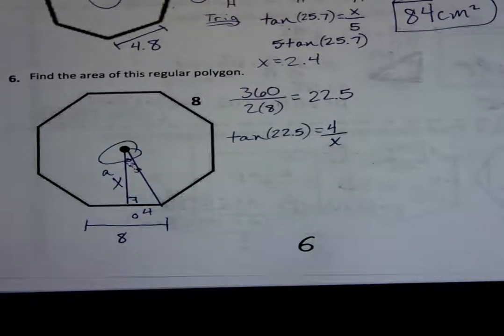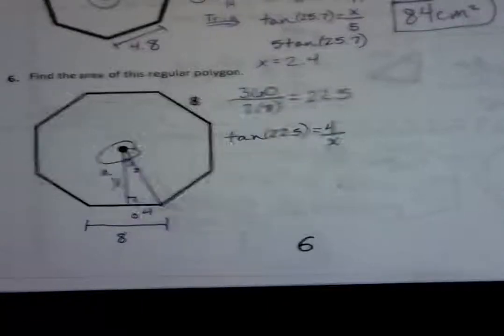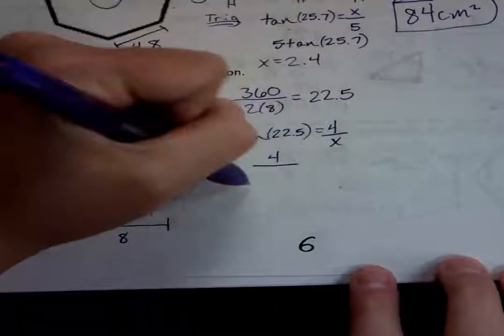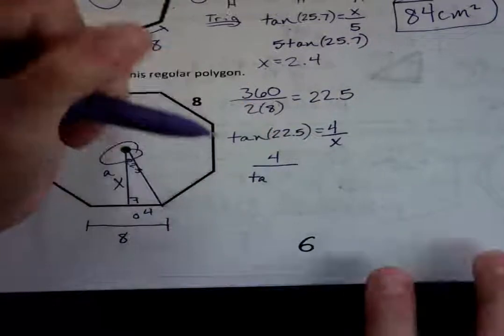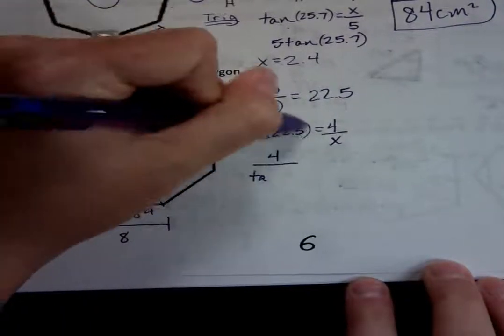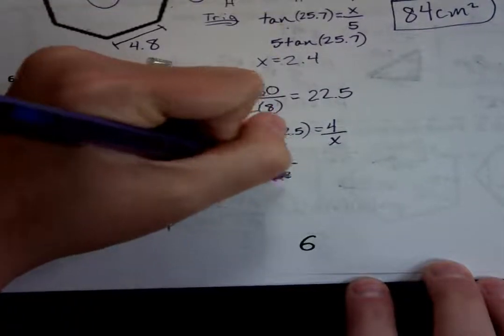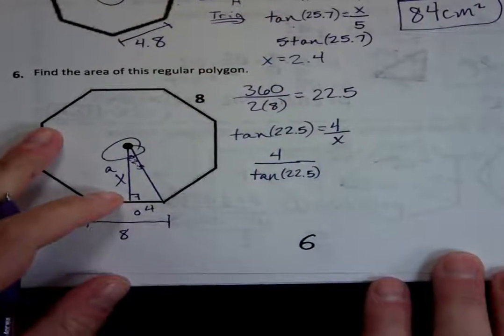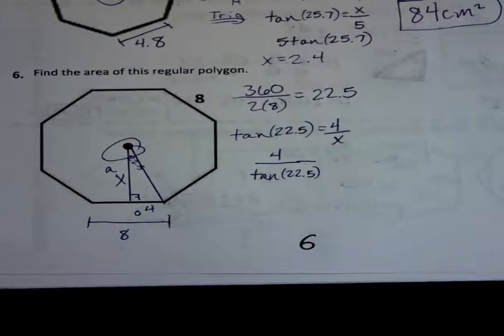Whoa, check it out. We're dividing this time. Last time we multiplied because x was on top. This time we're going to divide. So this is what I want it to look like in your calculator. Do not put this on top. You will get it wrong. Always put the number in first. If you just remember that simple thing, put the number in first, you won't get it wrong.